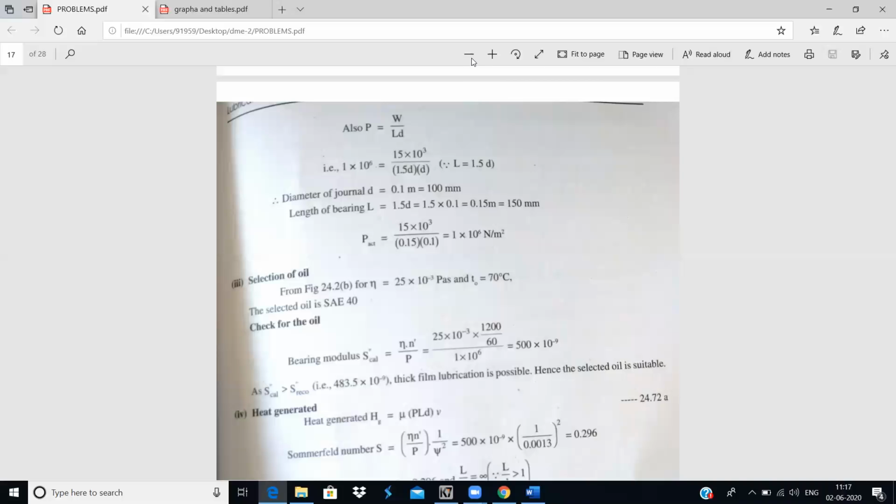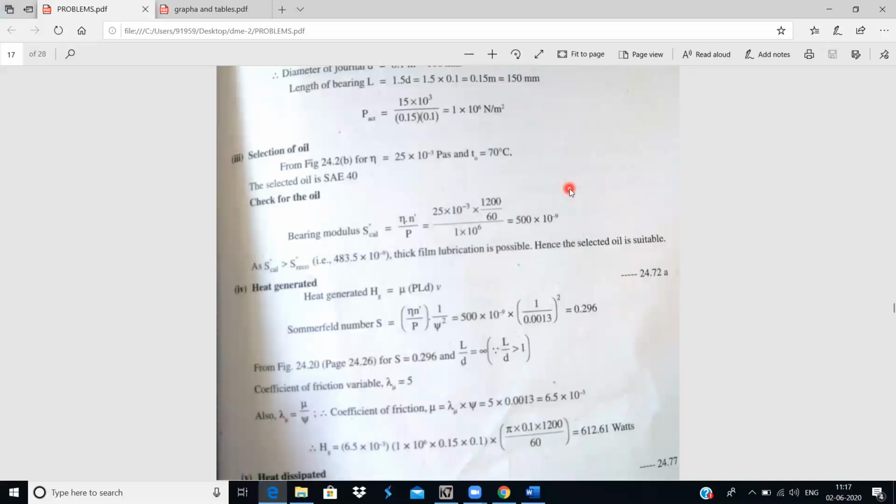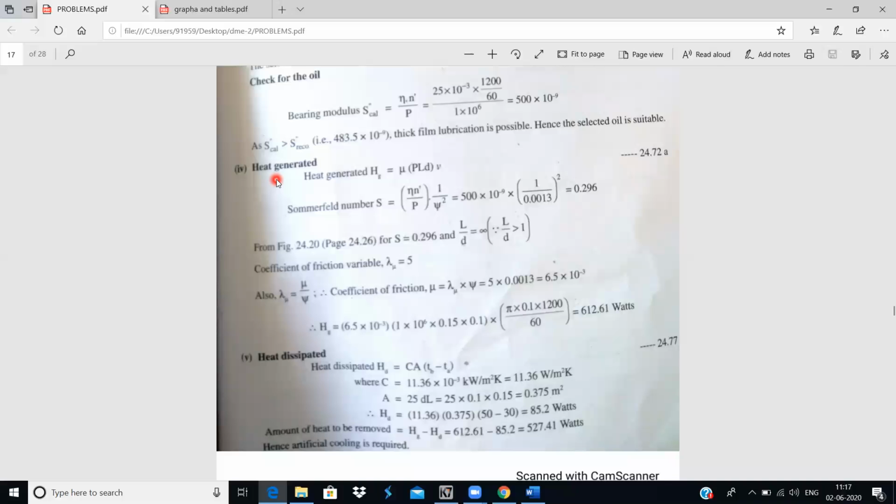Continue. After selection of oil, the next step is to find out the heat generated. The formula is Hg is equal to mu P L D into V. Here we know P, L, D, and we are able to find V, but the unknown is mu. We are going to calculate mu by using figure number 24.20.